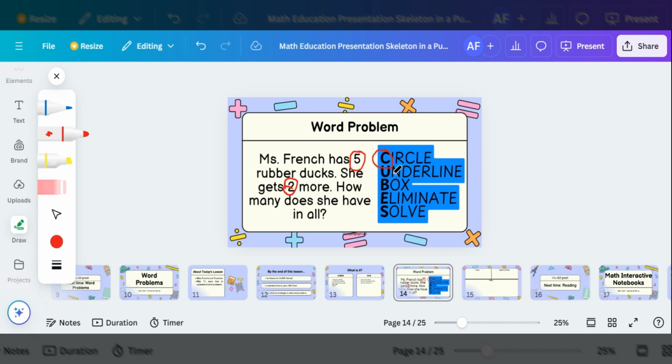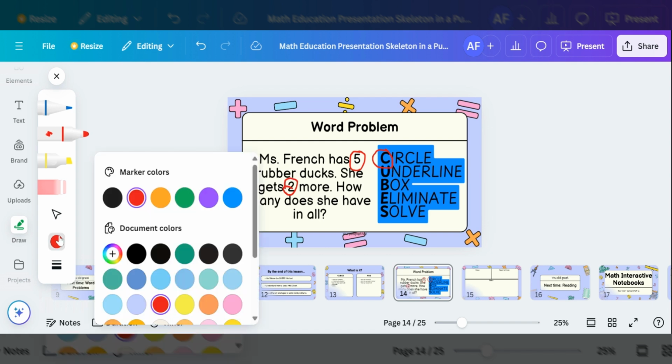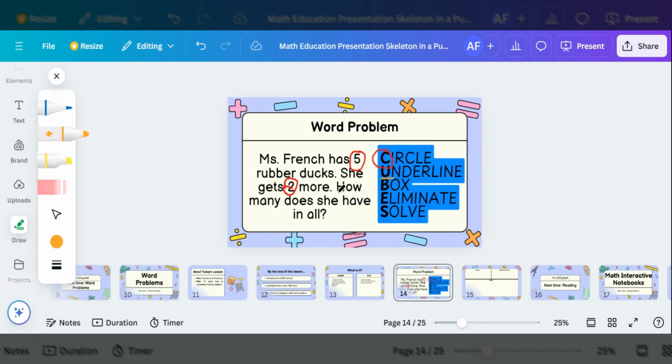And then the next part is underline. We're going to underline the question. And I tell them start at the question mark and go backwards to the capital letter. So our question is, how many does she have in all?